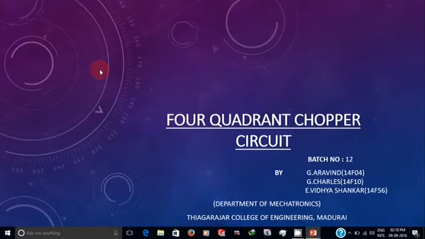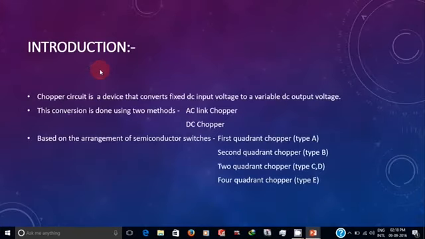Hi guys, in this video we are going to see how a four-quadrant chopper circuit works. First of all, a chopper circuit is a device which converts fixed DC into variable DC. This conversion is done using an AC link chopper or a DC link chopper. An AC link chopper converts DC to AC, then steps it down, and then converts it into DC again. A DC chopper straight away converts DC to variable DC.